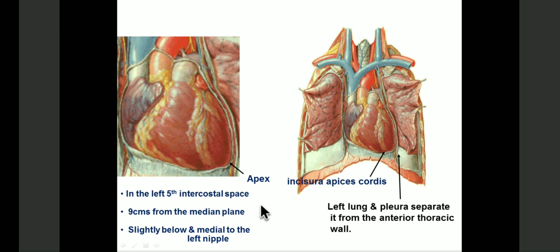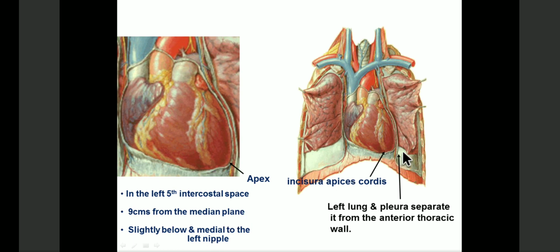So let's look at these various relations and various structures present in relation to the heart and the interior of the heart. Before that, let's see, this was the apex lying in the left fifth intercostal space, around 9 centimeters from the median plane, and slightly below and just medial to the left nipple.